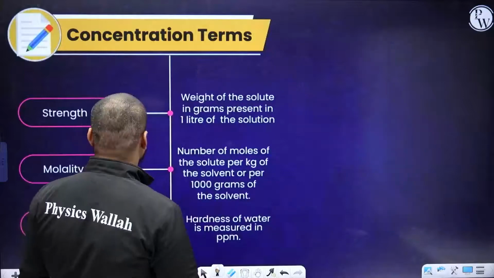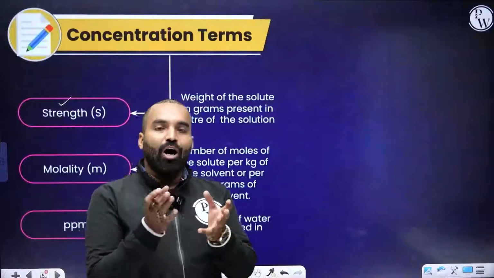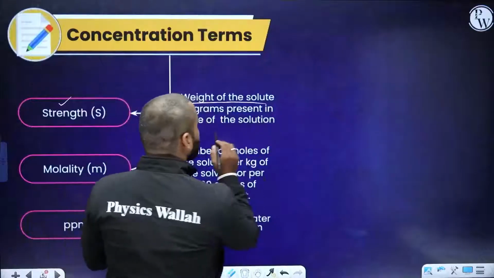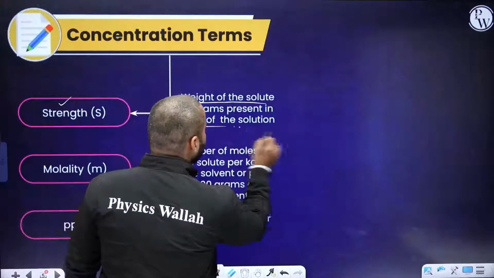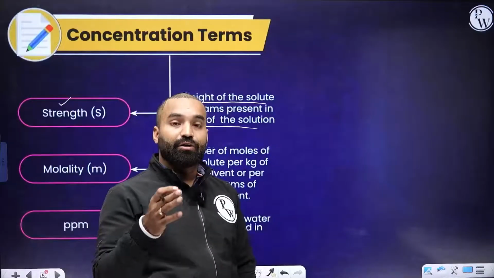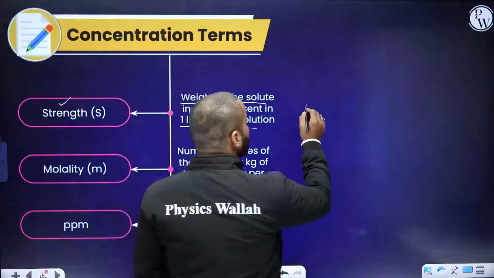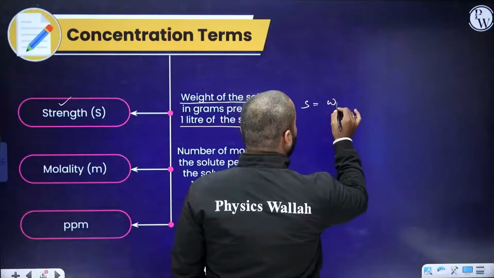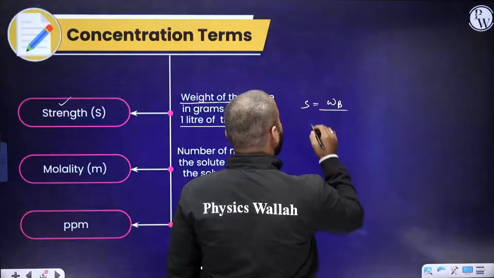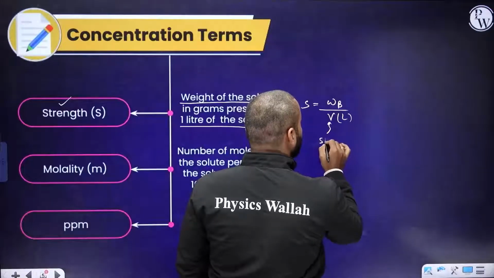Let's move to the next topic, what is called strength. What is strength, everybody? Strength is how much of the solute in grams you have in 1 liter of the solution. Generally 1 liter of the solution. If the volume of the solution is given to you, then you have to take that number. So strength is equal to the weight of the solute, and that has to be in gram. Very, very, very important. And then volume has to be in liter. Whose volume? It is the solution's volume.